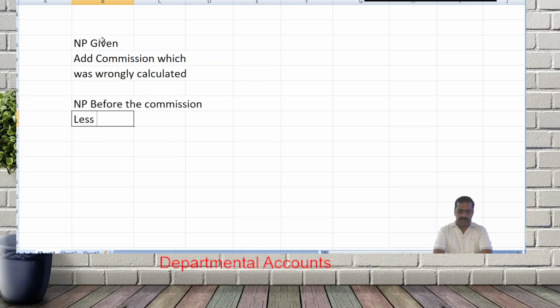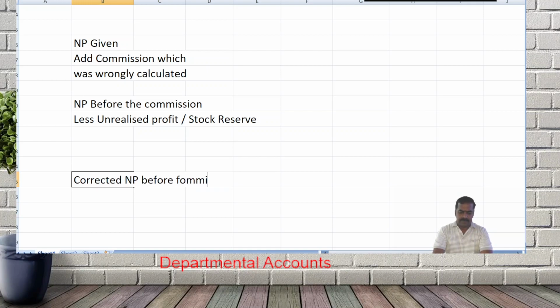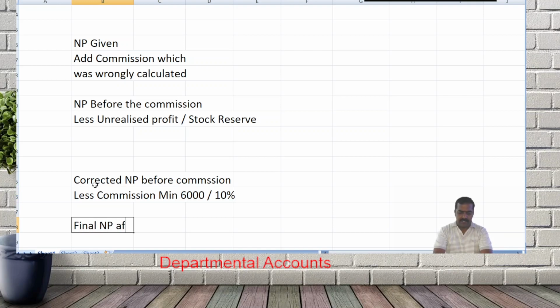First we have to eliminate which one? That is the profit element. That is unrealized profit. You can call it unrealized profit or stock reserve. That loading you would remove. After deducting stock reserve, what will come? Corrected net profit will come before commission. Then provide which one? Commission. Minimum how much to pay? 6,000 or which one? 10%. Then you will get final net profit after rectification.